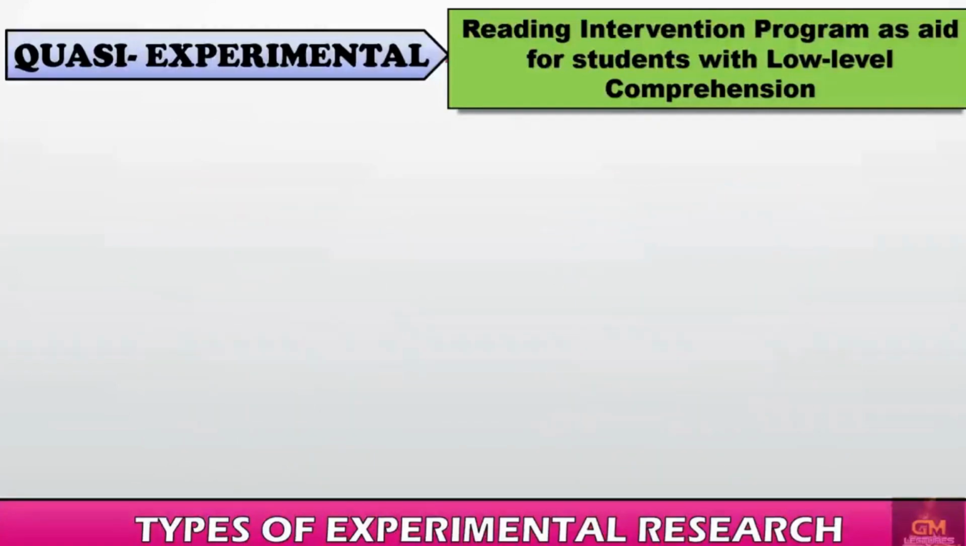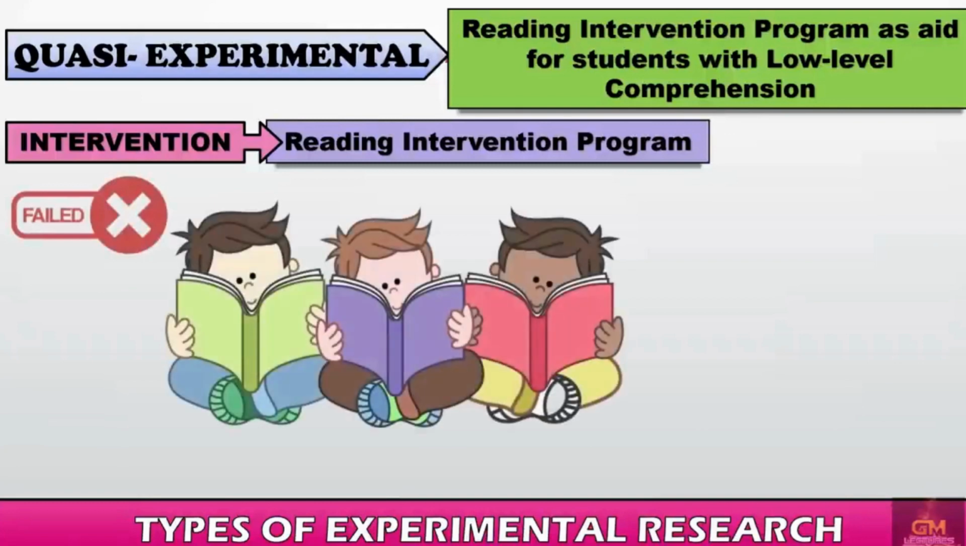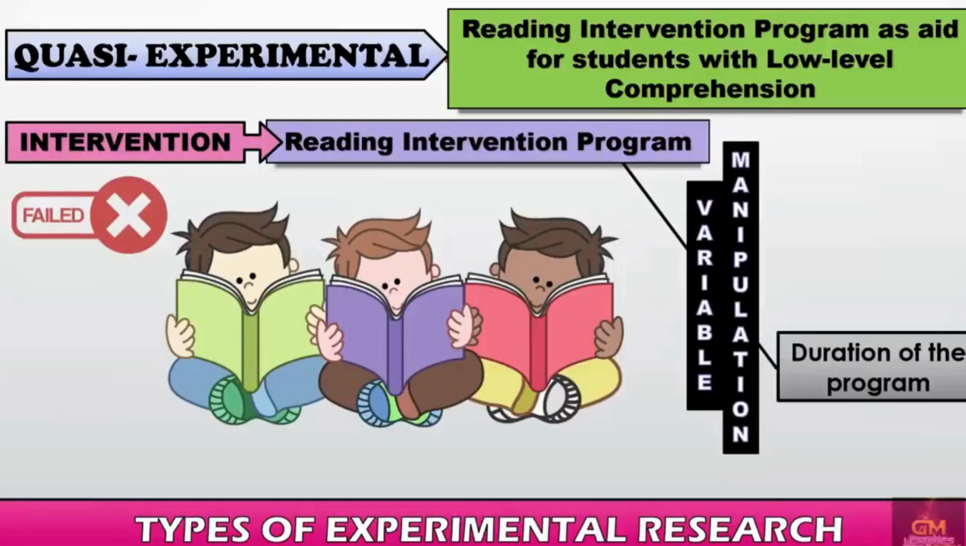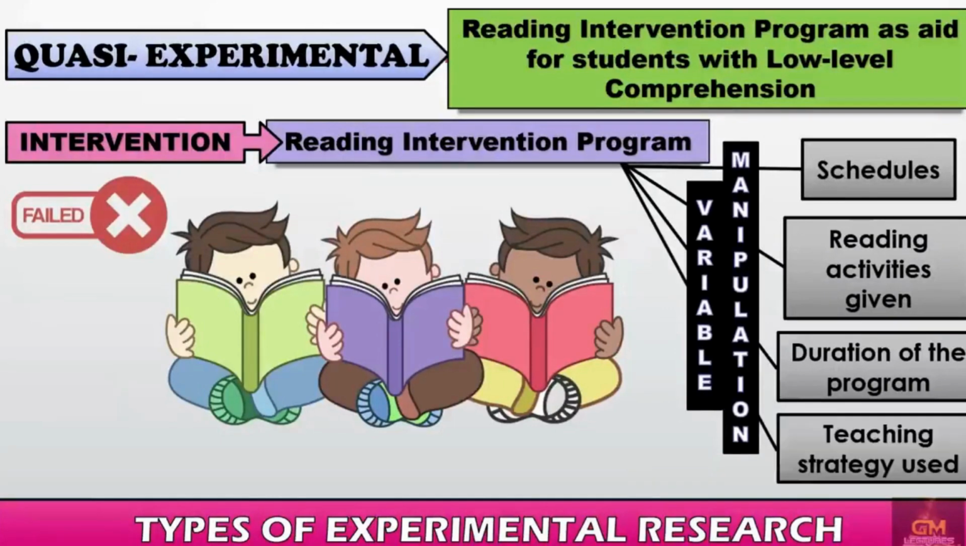From there, we proceed with intervention, which is the reading intervention program for this particular example. Once the participants have been identified, they shall undergo the reading intervention program, which can further be manipulated through the duration of the program, the schedules given to the students, the reading activities given, and the teaching strategy that is used.